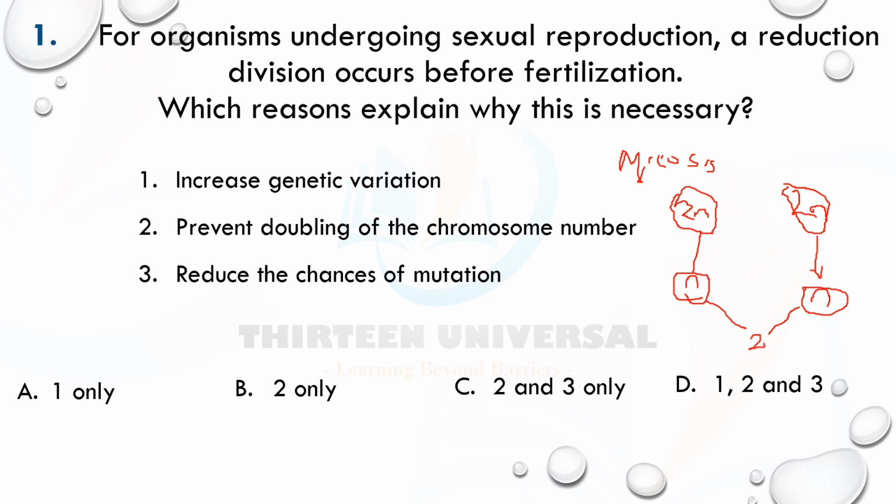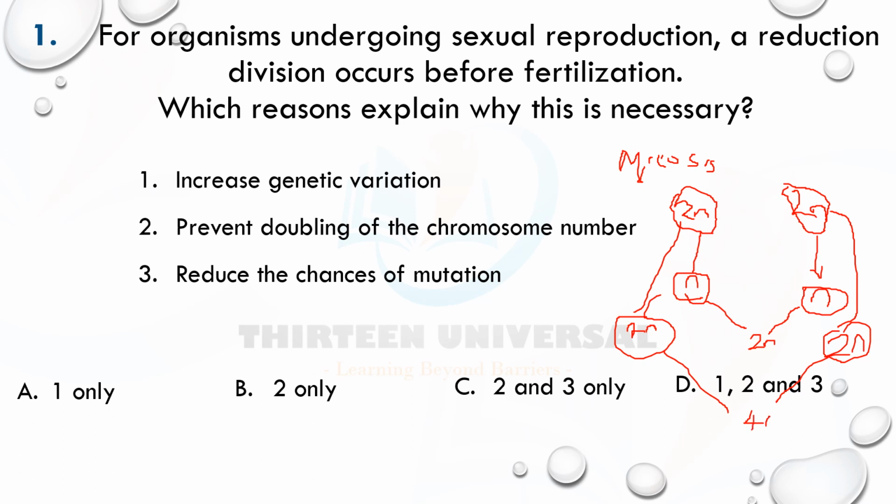Gametes are haploid cells, so that during fertilization we can restore the diploid number. But guys, imagine that meiosis did not occur, so the chromosome number was not halved. That means the gamete of the man is still 2n, and the gamete of the woman is still 2n. So it's going to double the chromosome number. The offspring will have 4n instead of 2n.